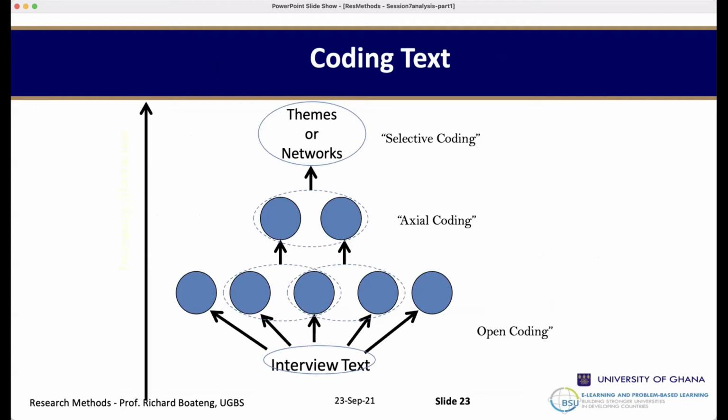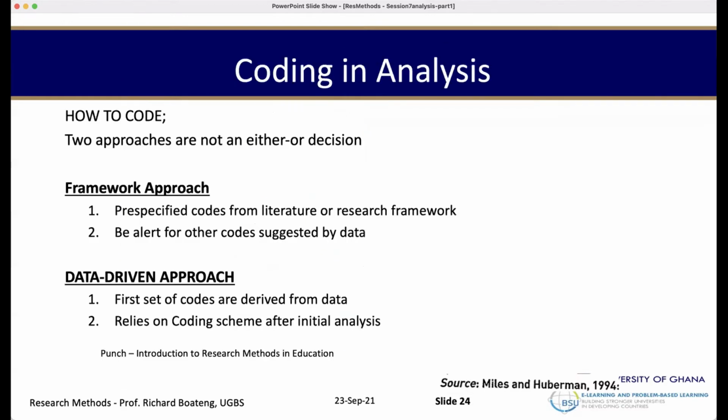So the first level is open coding. You have the interview text. You can code as much as you want to code. But your code should be influenced by either the literature, or the framework that you have, or the data itself. So you can look at what the theory tells you, or what the data itself tells you. In fact, we use two approaches. The approaches are not an either-or decision. The two can be used at the same time. You can look at the framework and you can look at the data itself. You can combine both. In fact, most of you combine both.